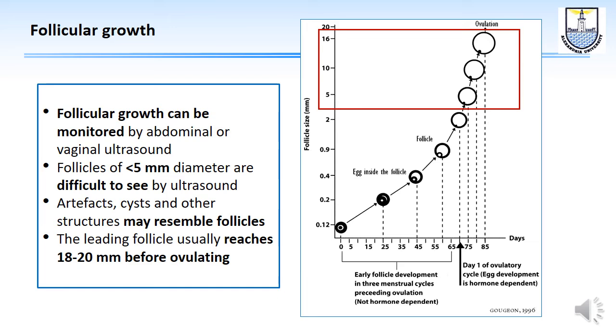So follicular growth can be monitored either by abdominal ultrasound or vaginal ultrasound. Follicles of less than 5 millimeters are difficult to see. And mind you, artifacts, cysts, and other structures may resemble follicles. So ultrasound is not God's answer to all problems. We can create pictures with ultrasound. You can see things that do not exist. You can think that this is a follicle and it is not a follicle. So this is something we always have to remember, because if it is a follicle, it will reach about 18 to 20 millimeters before ovulating.